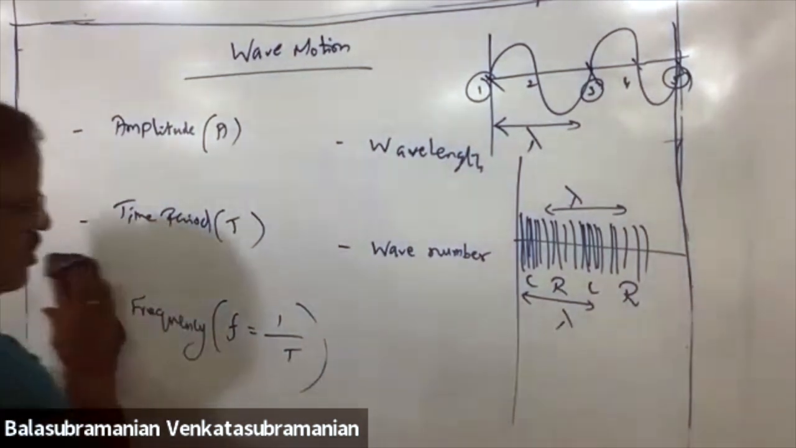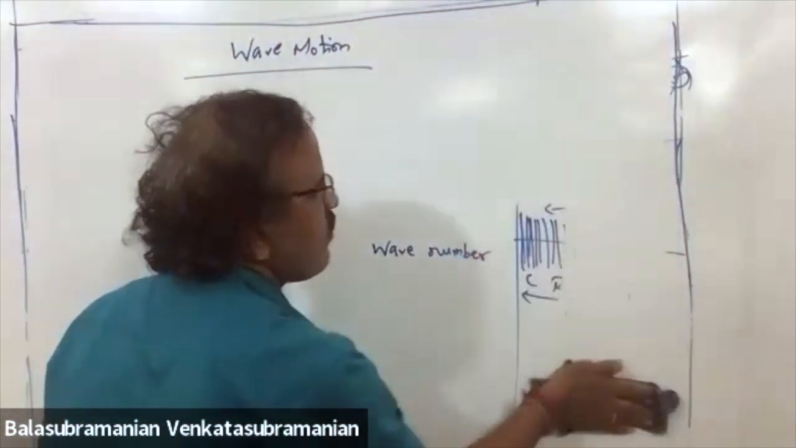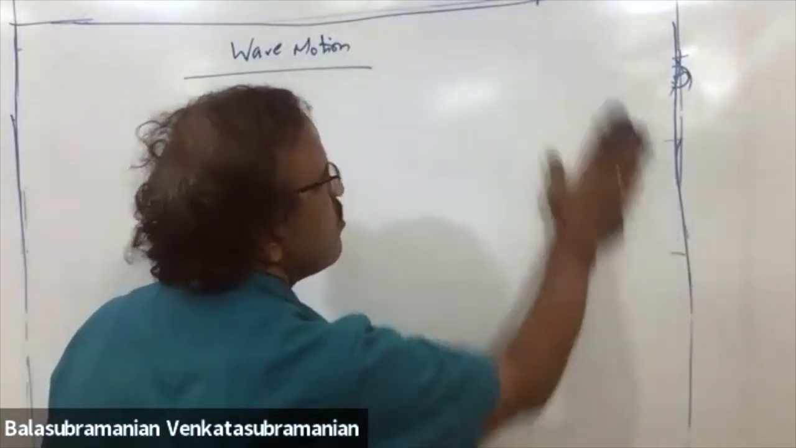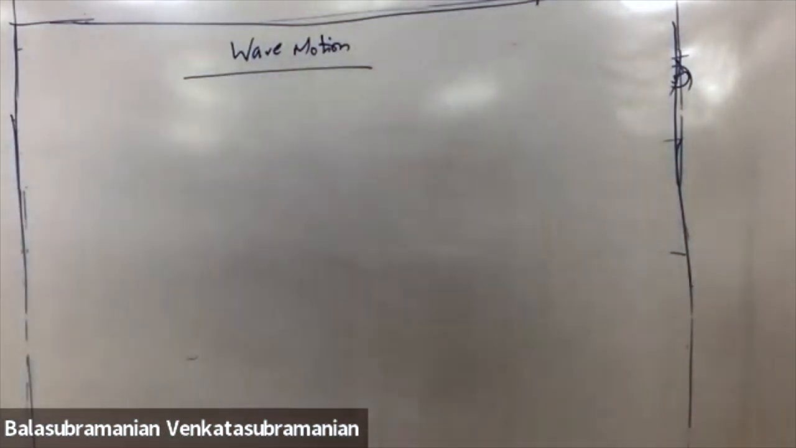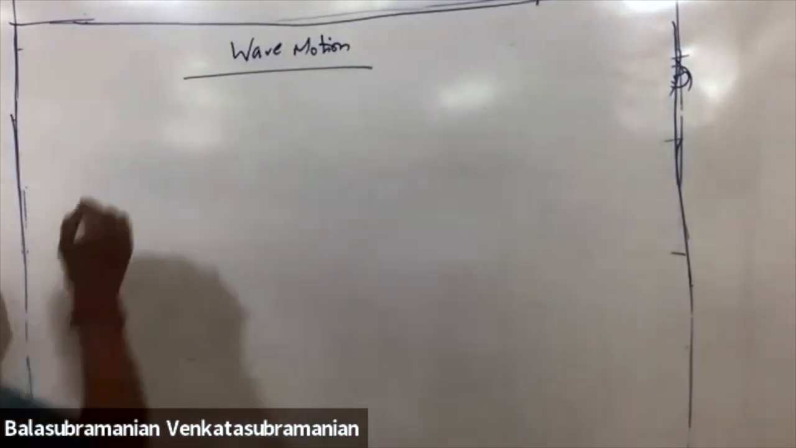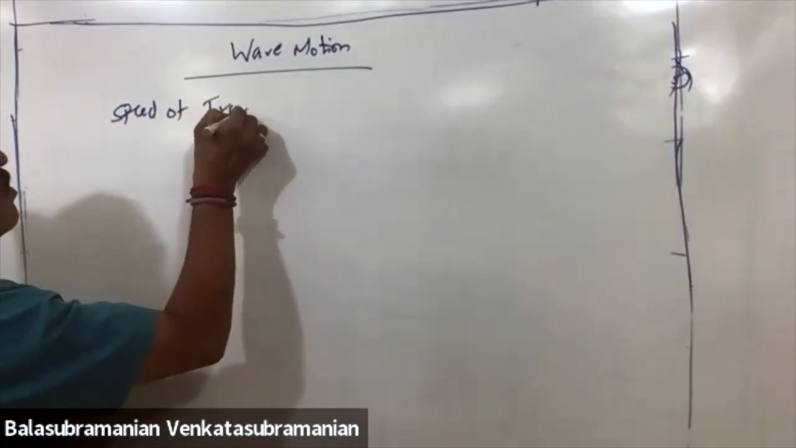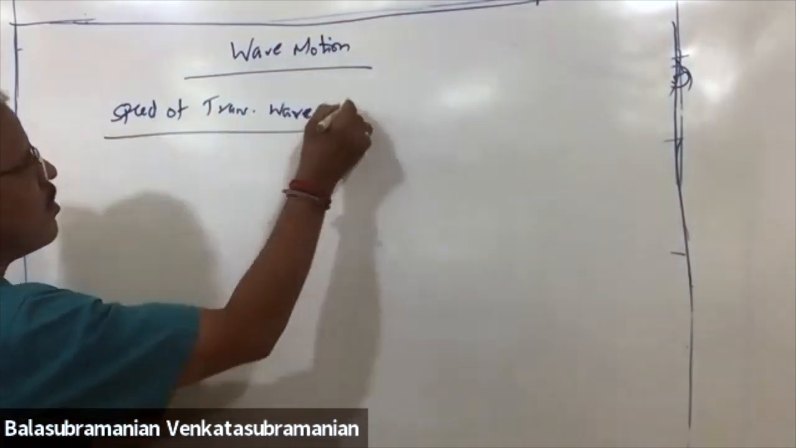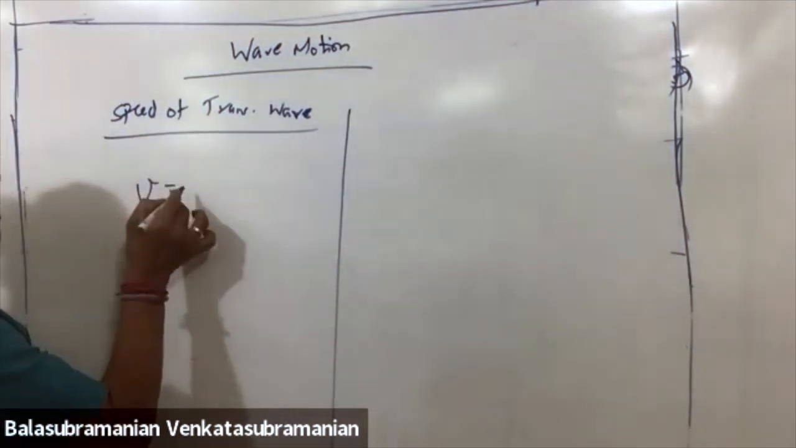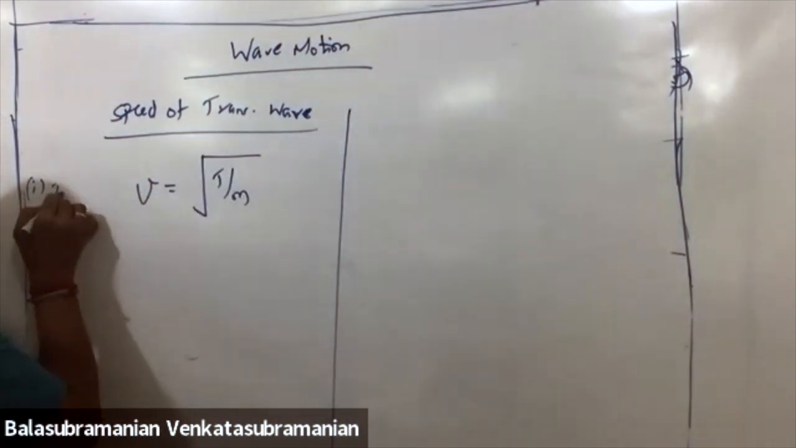Speed of transverse wave. Only the final formula we are going to write. Whether it is speed of transverse wave or speed of longitudinal wave, final formula alone we are going to write. V is equal to root of T by m in solids.